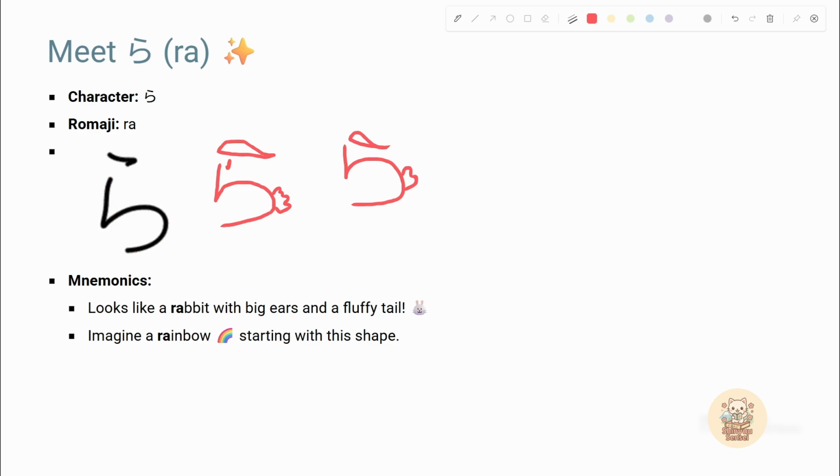The second mnemonic is, imagine a rainbow starting with this shape. Yes, in a rainbow we see this type of shapes. So you can also imagine that this is a rainbow and these are the parts of the rainbow.